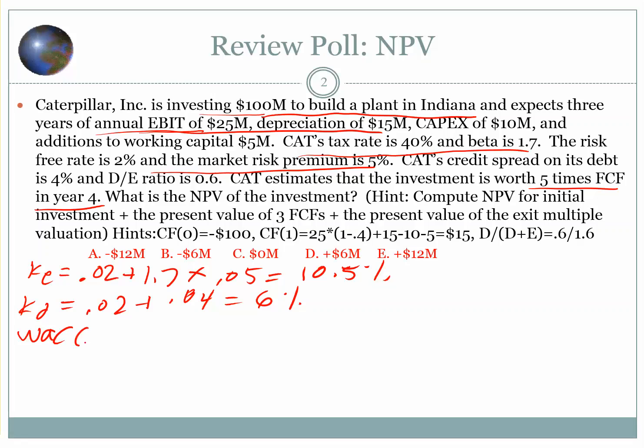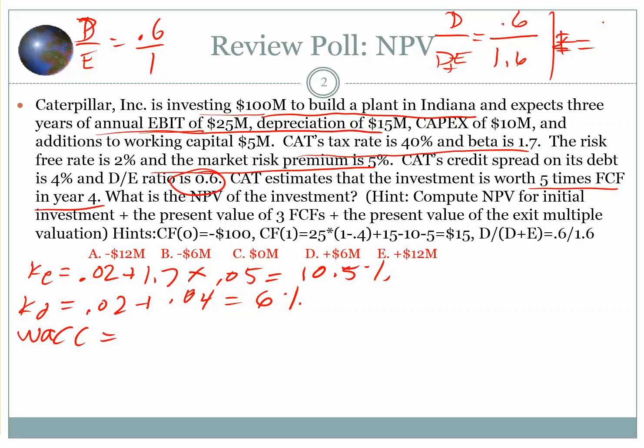Then we can calculate a weighted average cost of capital. In this problem, you're given that the D to E ratio is 0.6. You can think of that as a ratio of 0.6 to 1 for debt to equity. So if you want D over D plus E, I would just take 0.6 over 1 plus 0.6. That is the ratio of debt over debt plus equity. Likewise, my E ratio would be 1 over 1.6. We'll use that in the WACC.